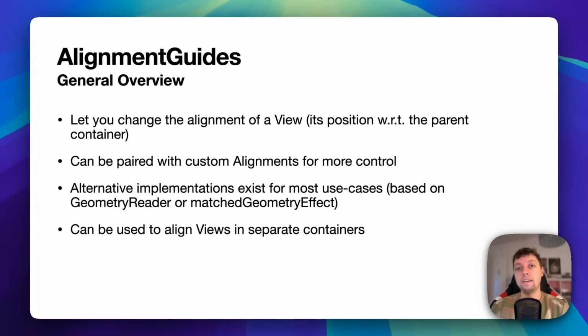The AlignmentGuides API by itself is powerful, but it can be paired with custom alignments for even more control, and we'll explore this in a very interesting example later on in the video, so stay tuned. In most of the basic use cases for alignment guides, you can replace them with geometry reader, match geometry effects, padding, or offsets. But they can be used to solve the major layout problem in SwiftUI that you usually cannot solve otherwise. Alignment guides can be used to align views in separate containers.